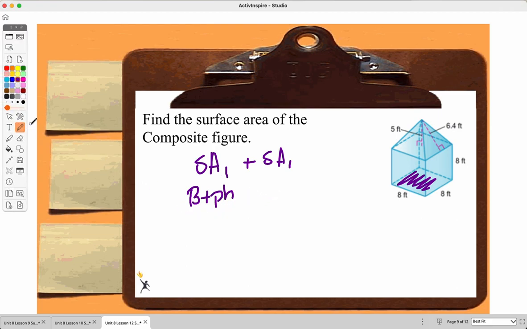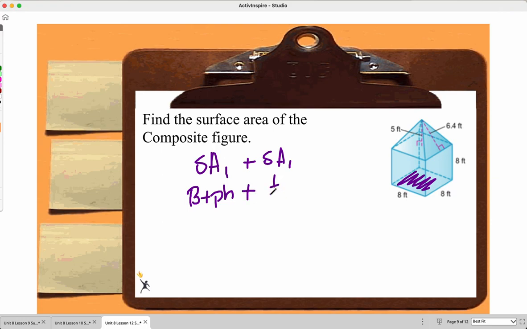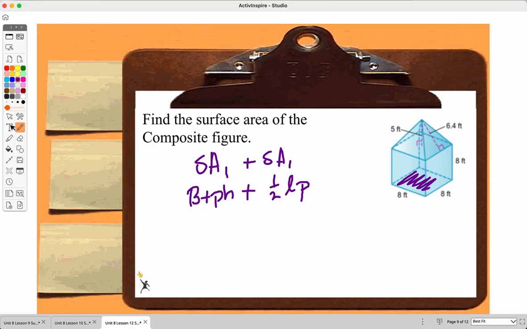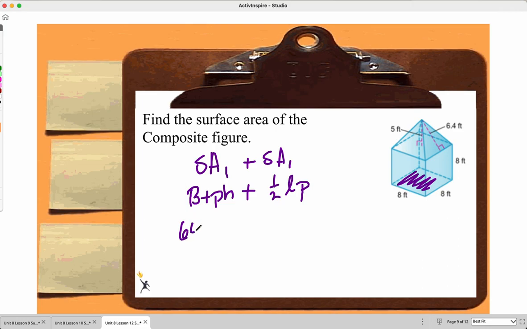For our pyramid, our formula is really 1/2 of slant height times the perimeter plus the base. But you'll notice that base is on the inside. So it's not part of the outside. So it's really going to end up being 1/2 slant height times perimeter. Okay? So let's work our way through this. So let's fill in what we know. Our base is 8 times 8. So big B is 64. Our perimeter of that, 8 plus 8 plus 8 plus 8 is 32.